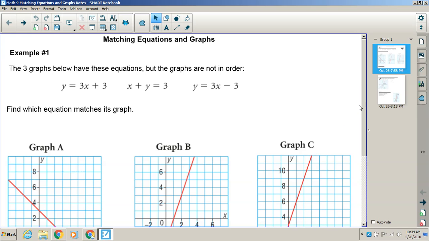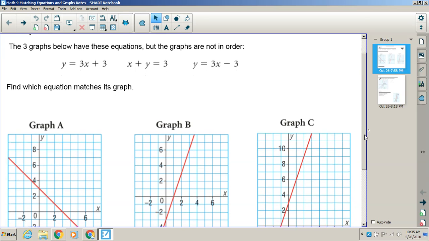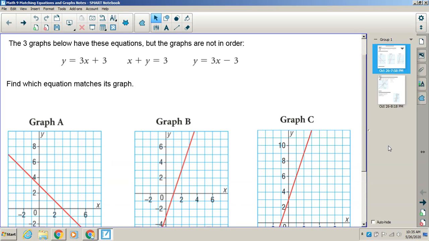If we look at the first example, we have three equations and three graphs, so we have to figure out which of these equations belongs to graph A, which belongs to graph B, and which belongs to graph C. The process to do this is just a little substitution into the equation.